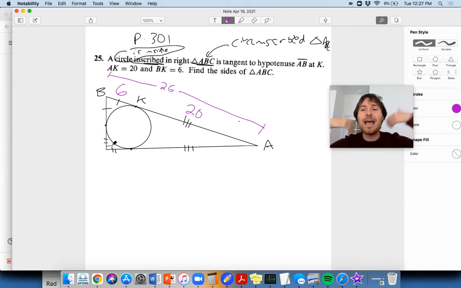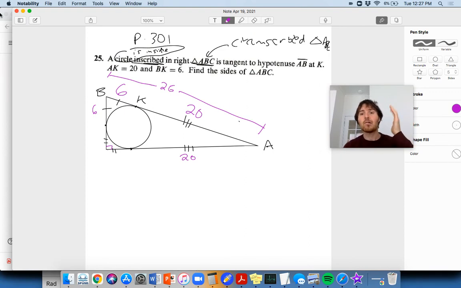Let's see if we can add more to our diagram here. Just what follows and what can we apply? What can we think through? They gave you AK is 20, so what else is 20? This distance here from A to that other point of tangency is also going to be 20. From B to this point of tangency, well, BK was 6. Tangent segments at a point of tangency are congruent to one another. So this is 6 and this is 6.